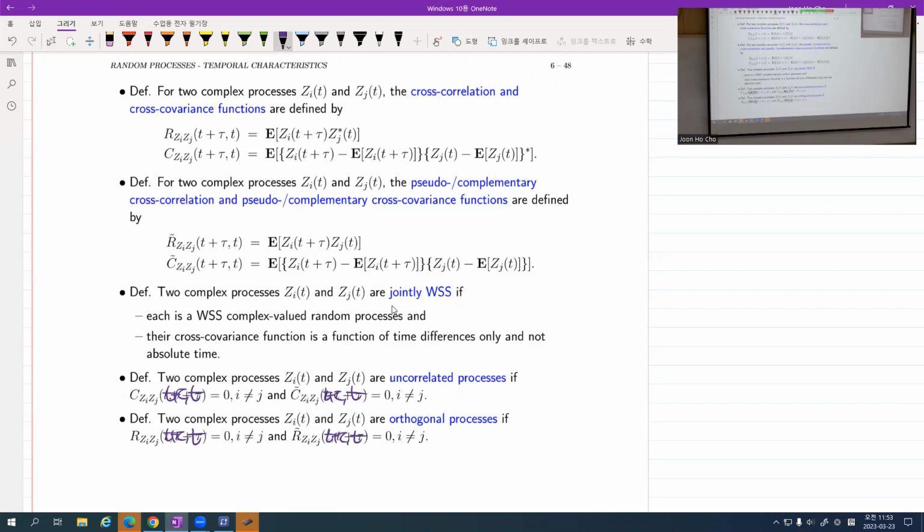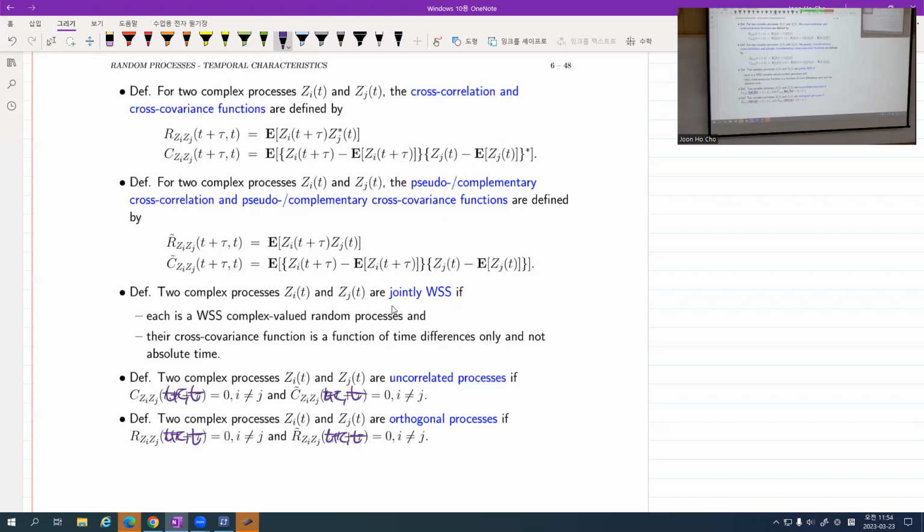Anyway, so orthogonality in terms of correlation and complementary correlation. Uncorrelatedness in terms of the covariance and complementary covariance. However, some people just do not use complementary correlation and covariance when they define uncorrelatedness and orthogonality. I really hate that.